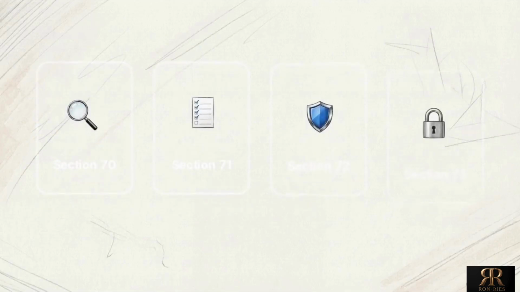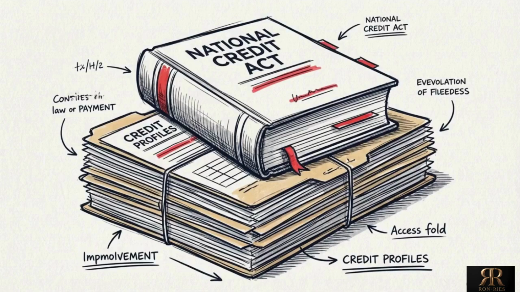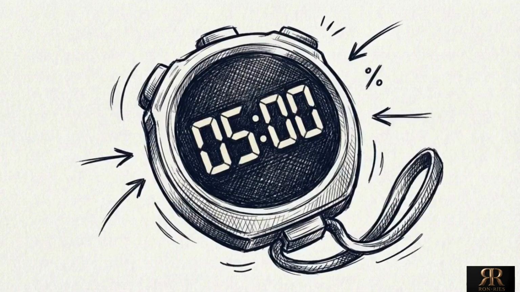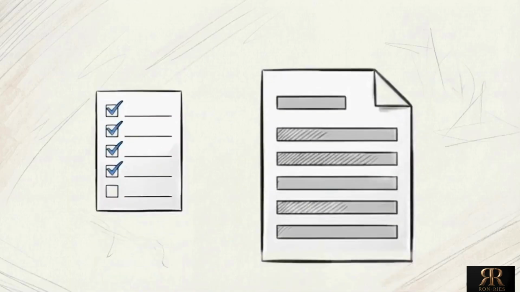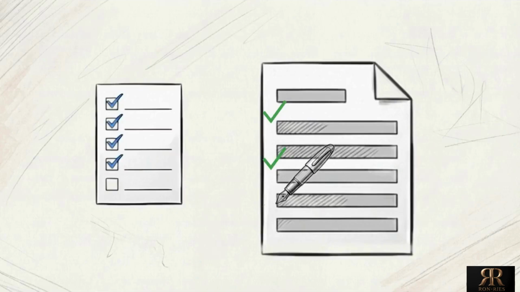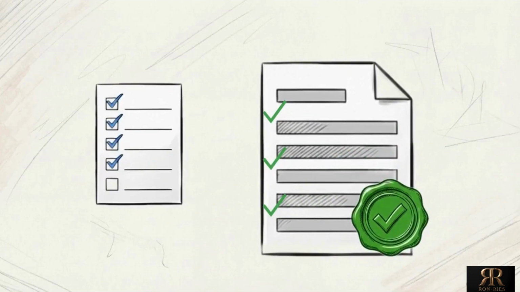To fix this, you have to use Sections 70 through 73 of the National Credit Act. This is the specific legislation designed to force credit bureaus to investigate and correct unlawful listings on your profile. Over the next 5 minutes, we will walk through the exact steps to draft and submit a legally compliant dispute letter that requires bureaus to clear those errors.